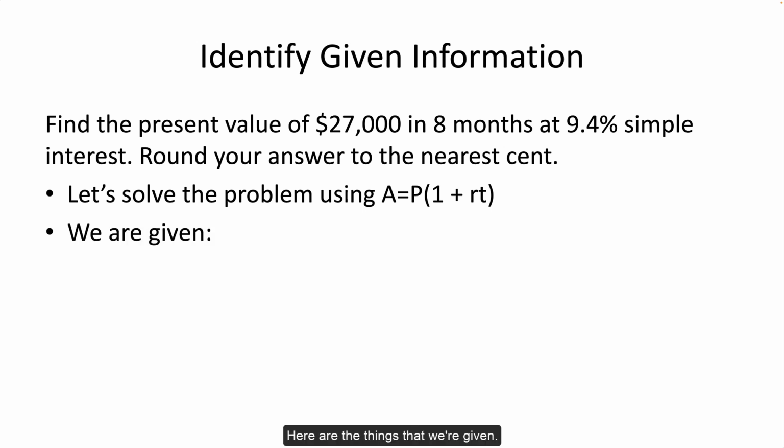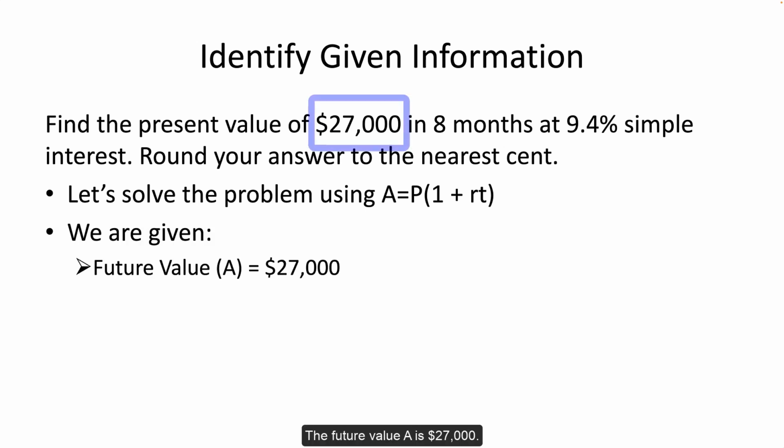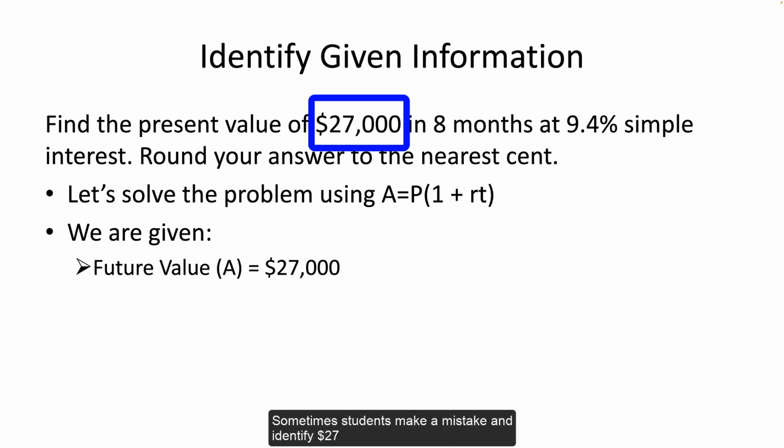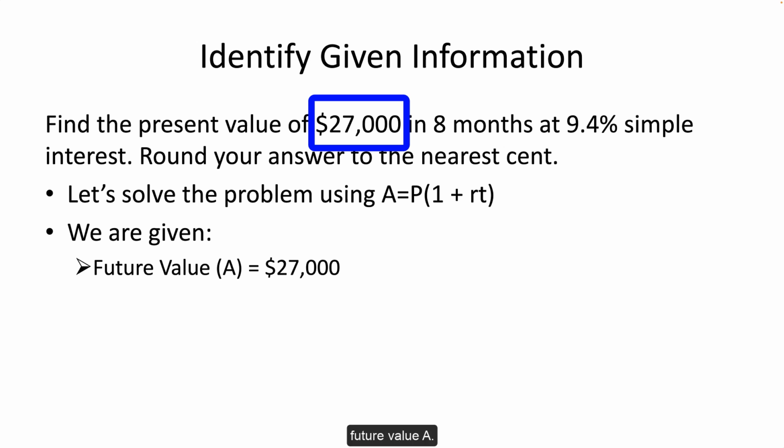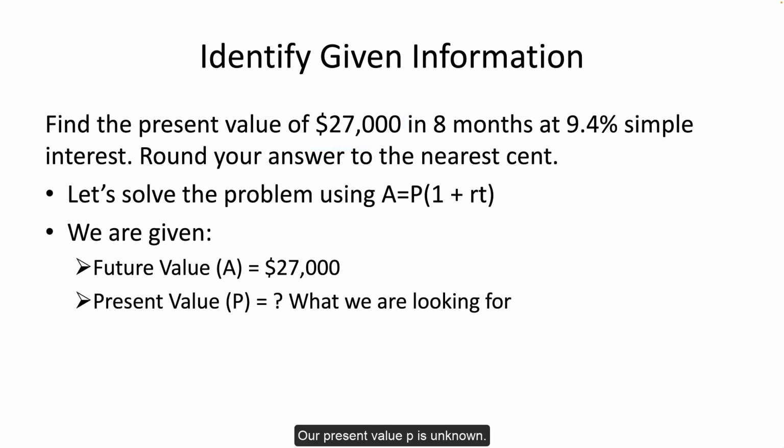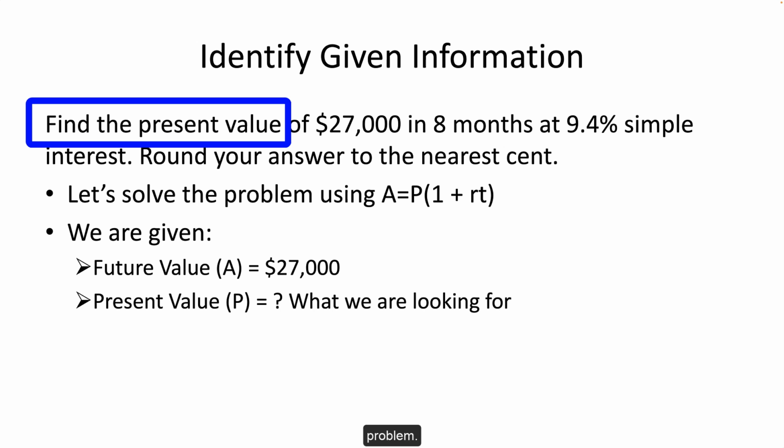Here are the things that we're given. The future value A is $27,000. Sometimes students make a mistake and identify $27,000 as the present value, but $27,000 is the amount that will be in the account in 8 months, so that is our future value A. Our present value P is unknown. This is what we're looking for in the problem.